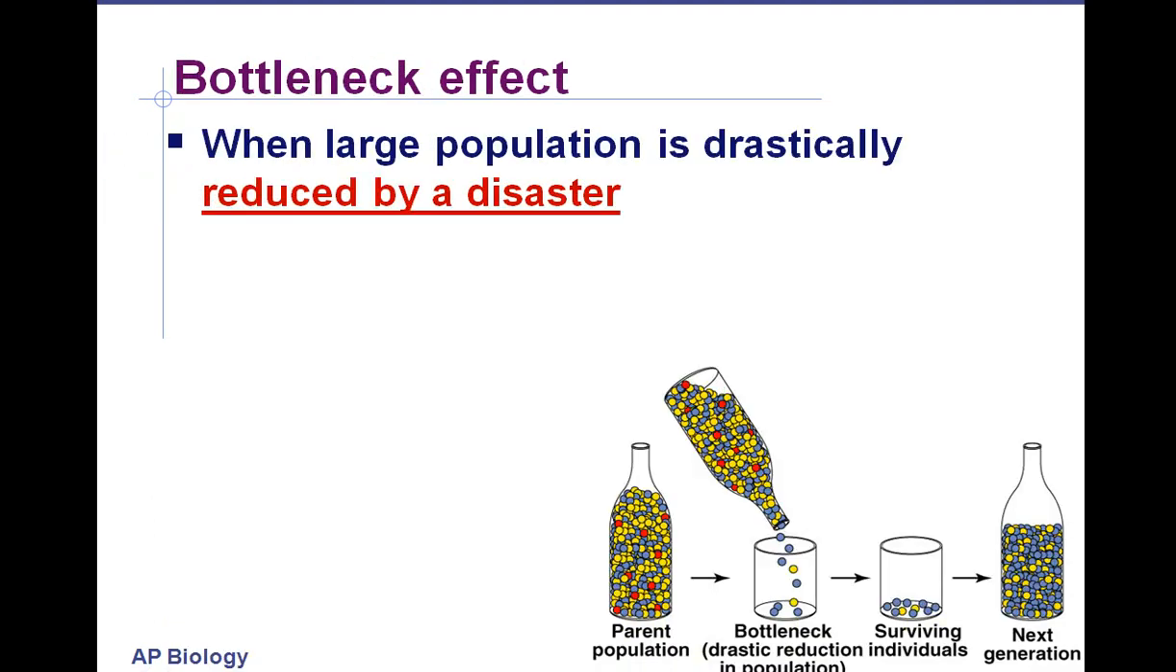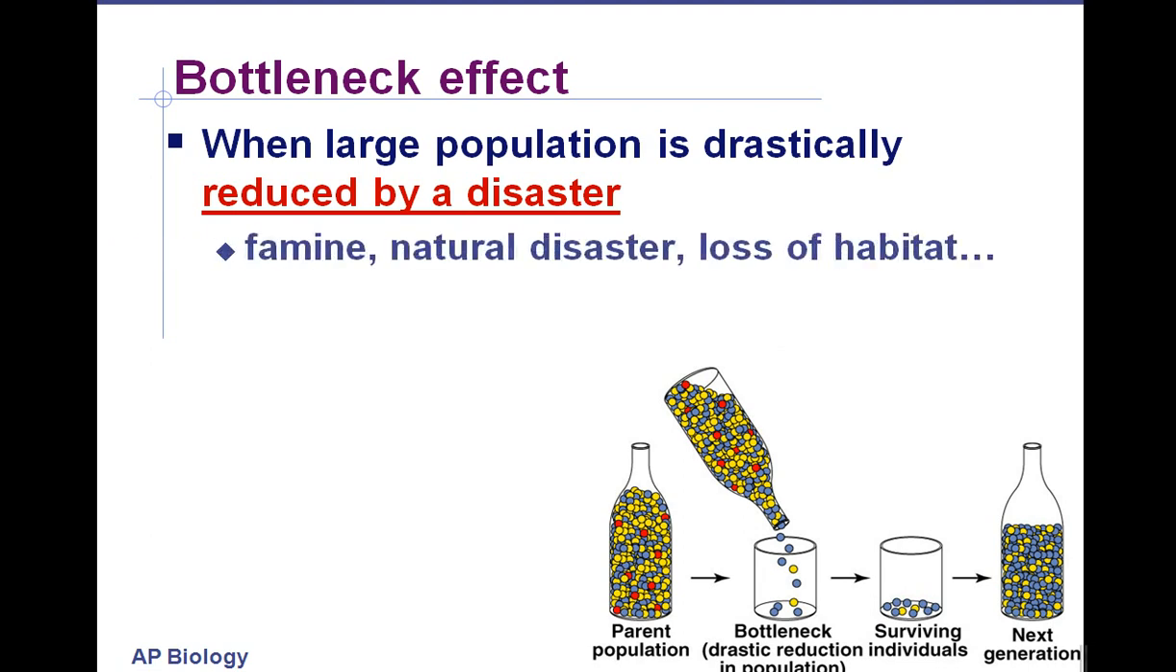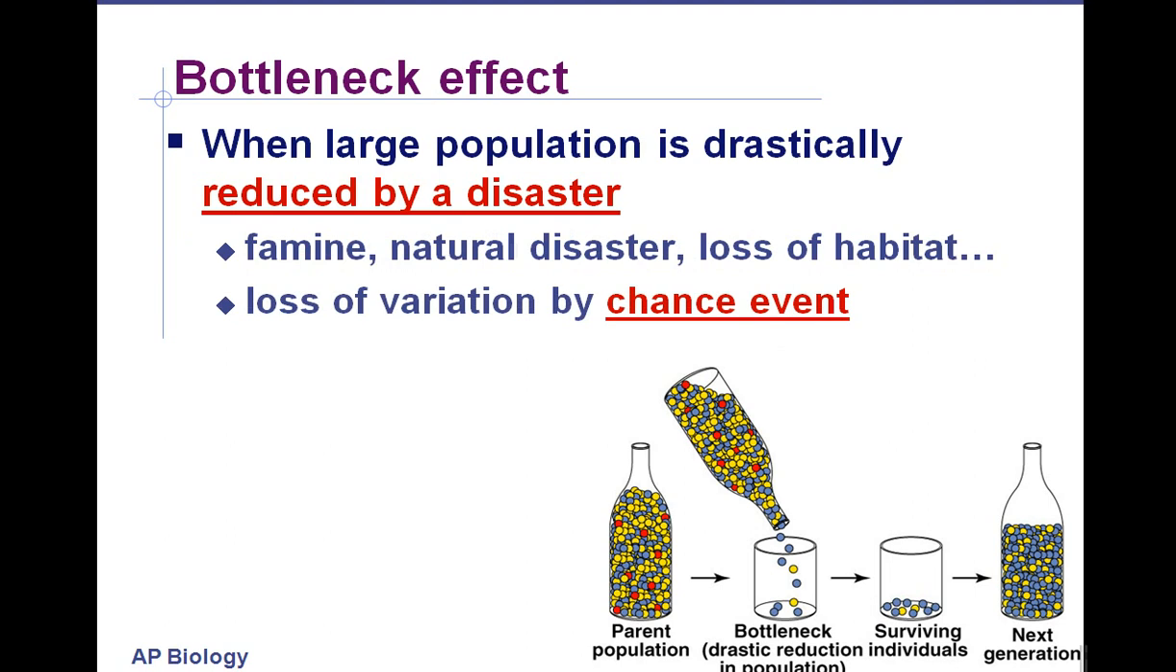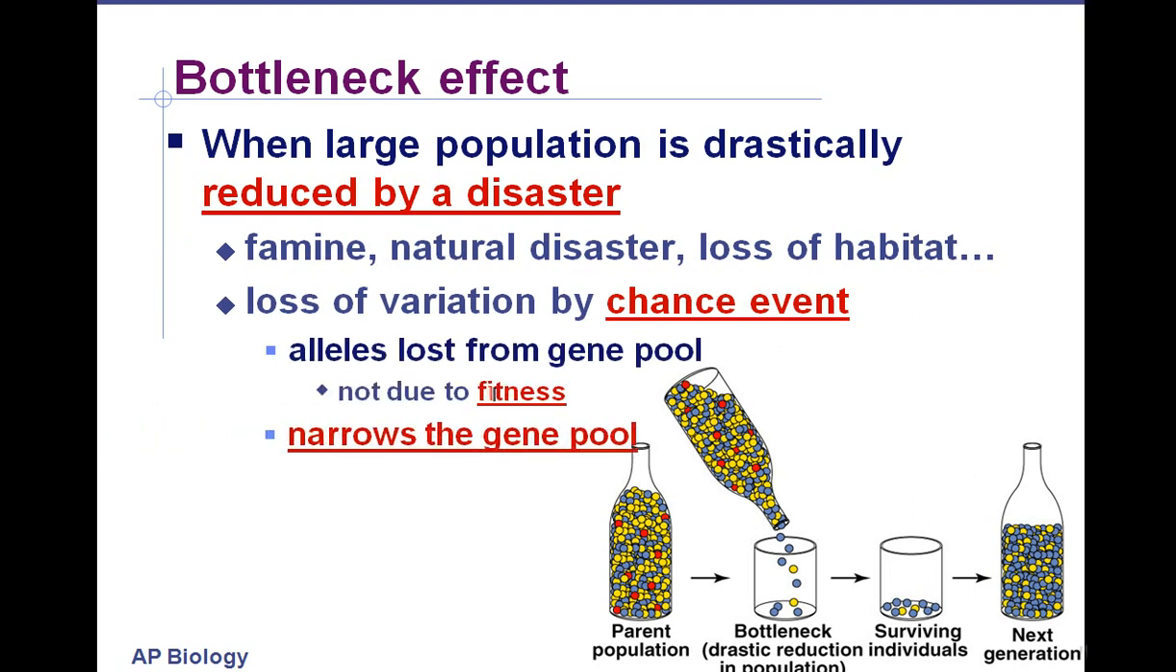All right, bottleneck. A bottleneck effect is when a large population is drastically reduced by a disaster, and then you eliminate some of those alleles just by chance. So if you look at the bottom here, we have an example. Let's say we have the parent population here. All the little different colors represent different genes for different traits. And let's say we just have a couple survivors. Let's say after the disaster of some kind, a forest fire or earthquake or whatever, these are the only ones that survive, taking only the blue and yellow alleles with them.